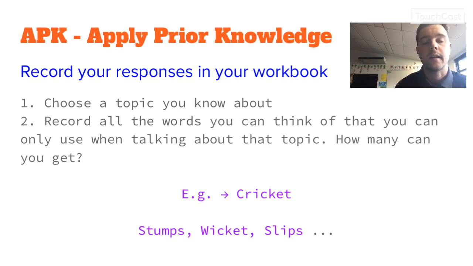Stumps. I don't think I could use that word in any other context. Wicket, slips. 3 examples. Someone might say ball. Ball is to do with cricket, but I could use ball for lots of different topics, not just cricket. So I want words that you can only use when you're talking about that topic. Let's see how many you can get. So pause me, have a go at that now.